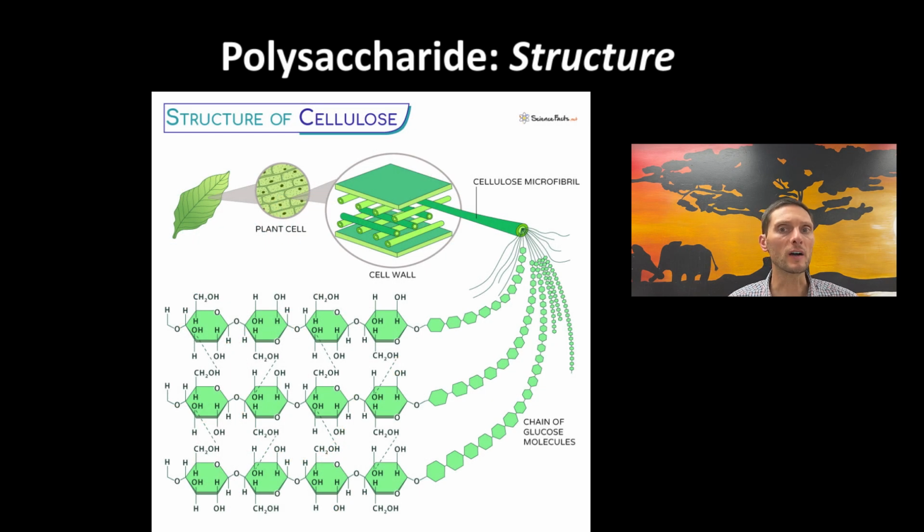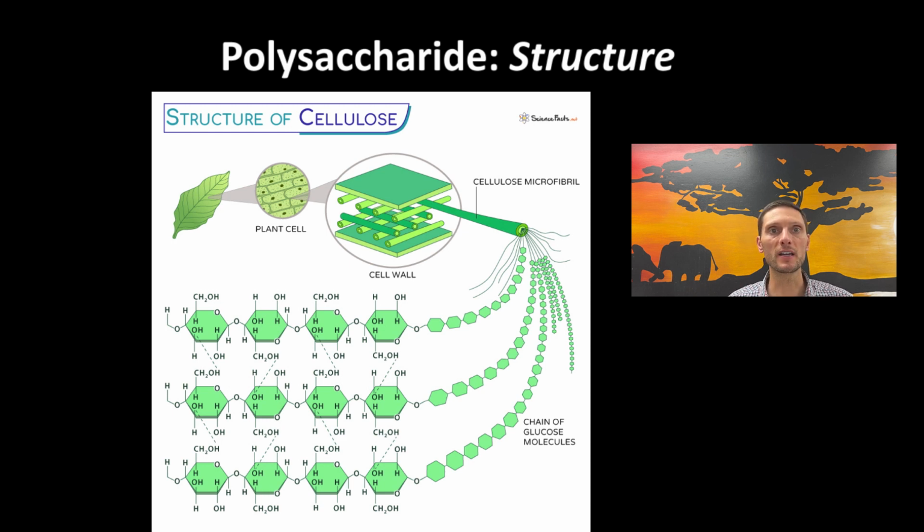Not only can polysaccharides provide energy storage, but they can also be used for structures. And this is primarily found in plants. Cellulose is made of glucose, and it is what helps to make up the cell wall in plants. The cellulose uses beta glucose rather than alpha glucose, and it creates an unbranched chain. It can contain about 10,000 glucose molecules.